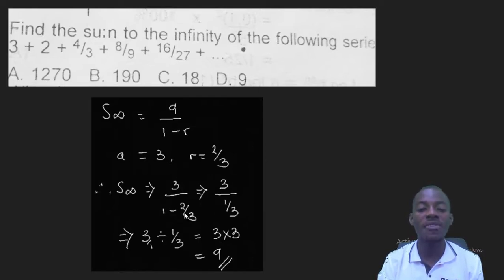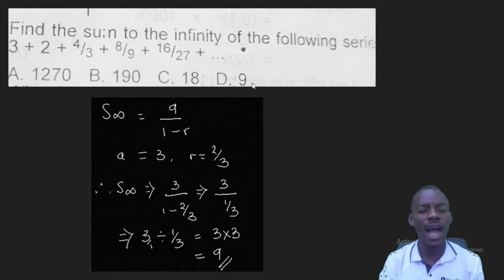So 1 minus any fraction is just the one below minus the one on top, over the same 3 below. And that will become 3 over 1 over 3. So that will become 3 divided by 1 over 3. If you turn this division to times, this 3 below will come up. It will become 3 times 3, and that gives me 9 as my answer. So the sum to infinity is 9.